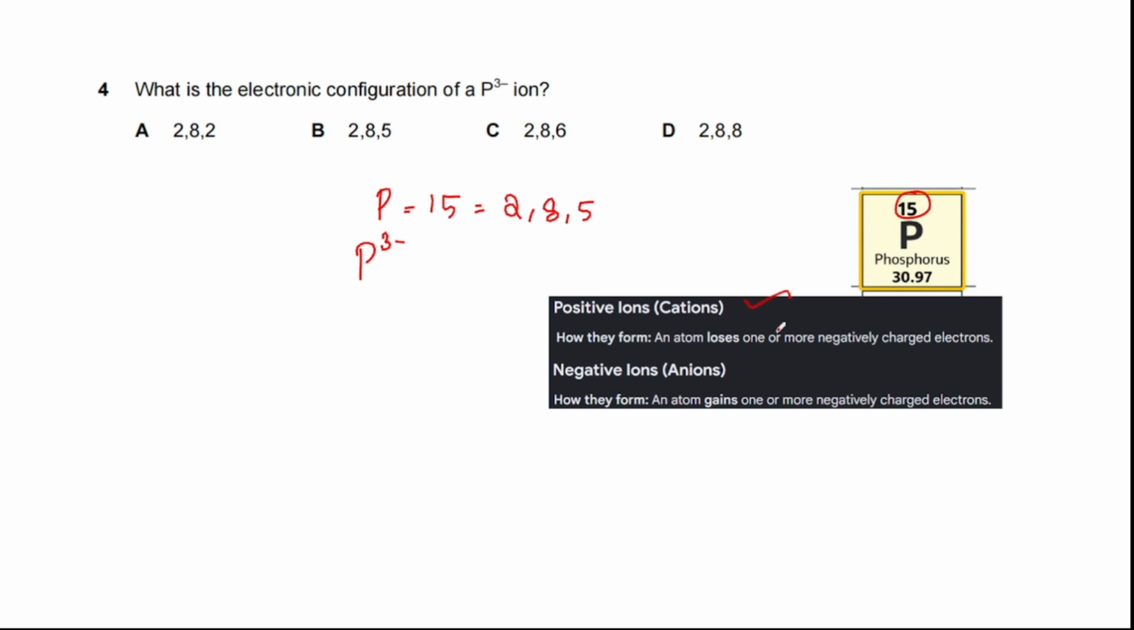So you can have a positive ion or negative ion. If the atom is a positive ion, it means that it has lost electrons. And if the atom is a negative ion, it means that it has gained electrons. So here it is 3 minus. It's a negative ion. It means that 3 electrons have been gained. So here it is 2, 8, 5 normally, but by adding 3 more electrons, it's going to be 5 plus 3, which is 8. So 2, 8, 8 is the electronic configuration. So the correct option is option D.